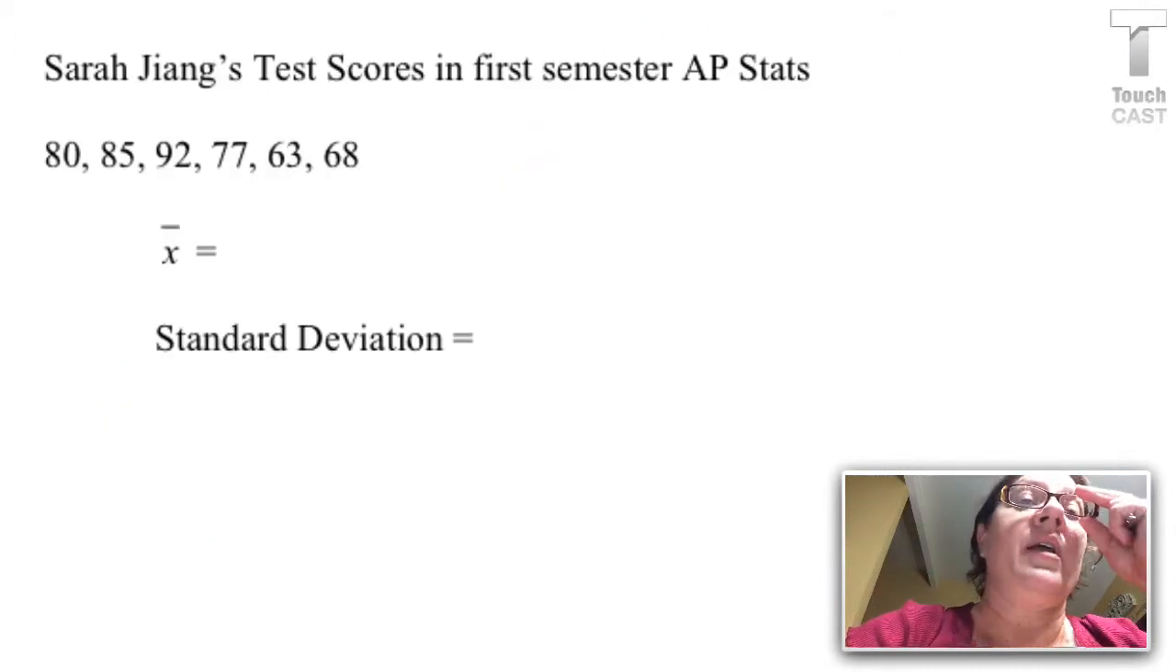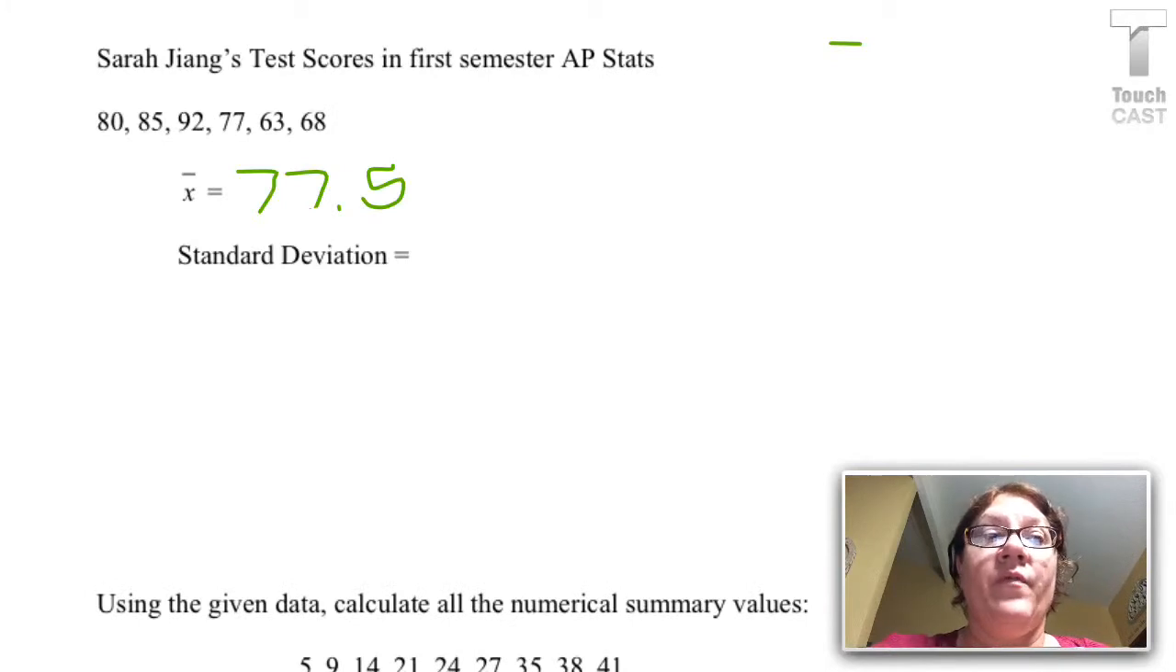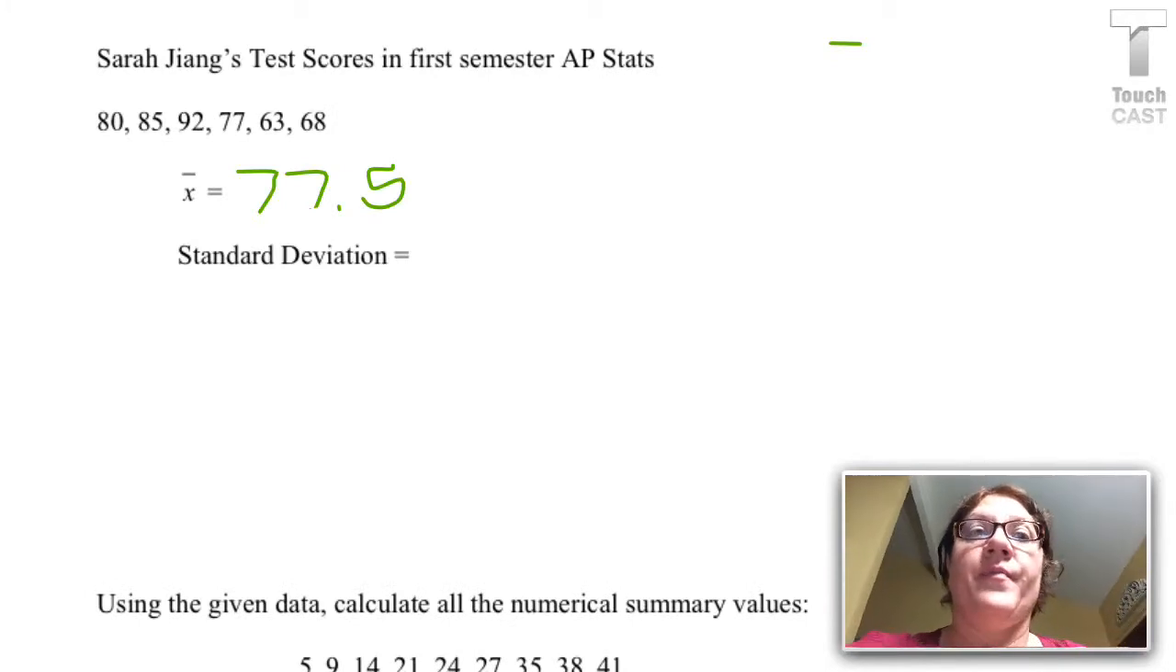All right, so go ahead and do a quick calculation. You can use your calculator and find the mean for this data set. Hit pause while you find it. So hopefully you got 77.5. So now I'm going to take each one of the data values and subtract that mean, and then I'm going to square all of those. So it's going to look something like this.